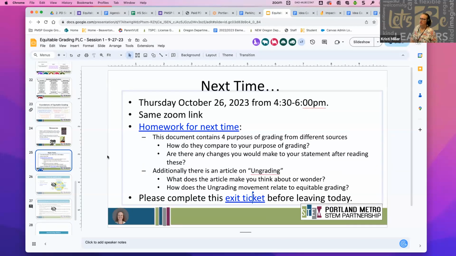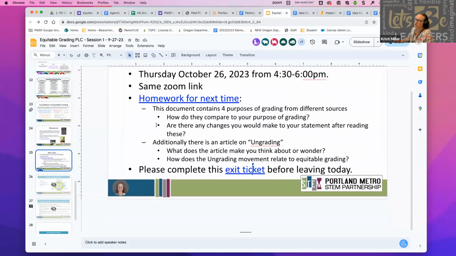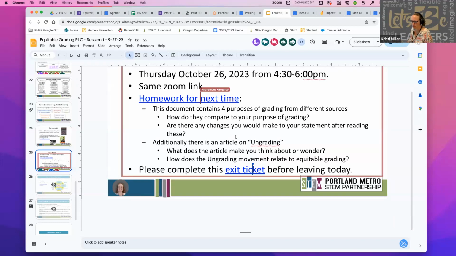Okay, here's where I wanted to get to. Next time we are meeting on the 26th, same time, same Zoom link. We are also committed to sending out a reminder email, probably the day before our meeting. It will have the correct link in it. Don't forget to look at the homework if you haven't already. Here's the homework for next time. There's a document right here that contains four purposes of grading from four different sources. How do they compare to your purpose of grading? Are there any changes you would make to your statement after reading these?